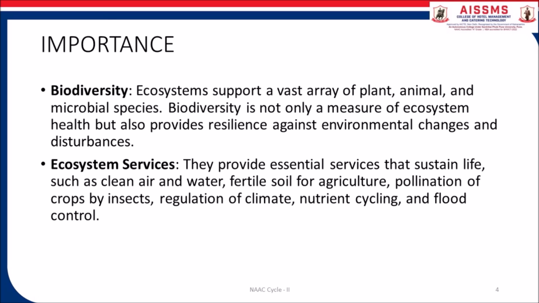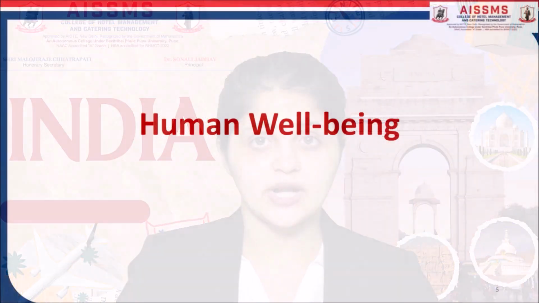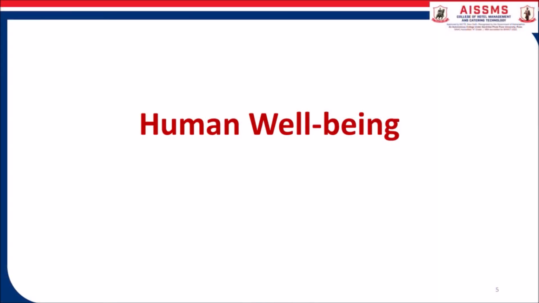Ecosystem services: they provide essential services that sustain life, such as clean air, water, fertile soil for agriculture, pollination of crops by insects, regulation of climate, nutrient cycling, and flood control. Human well-being: ecosystems contribute directly to human well-being by providing resources for food, medicine, clothing, and shelter. They also offer recreational opportunities and cultural value, contributing to people's mental as well as physical health.